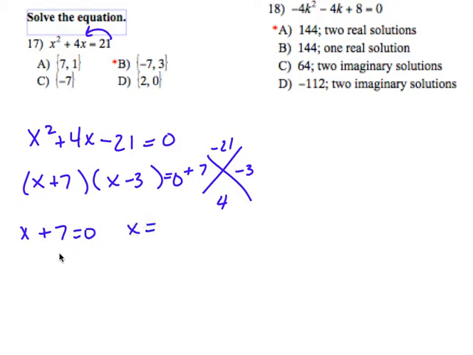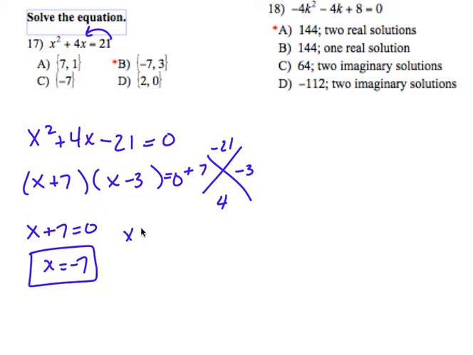So that gives you x equals negative 3, and then that gives you x, oh, excuse me, sorry about that, getting a little ahead of myself. That's going to give you x equals negative 7, and x equals positive 3. So that one would have been negative 7 and positive 3, answer B.